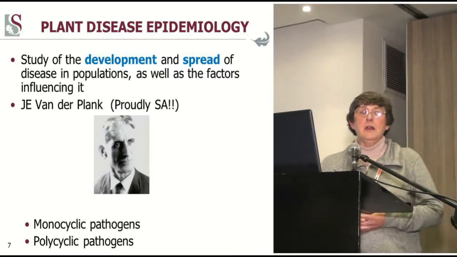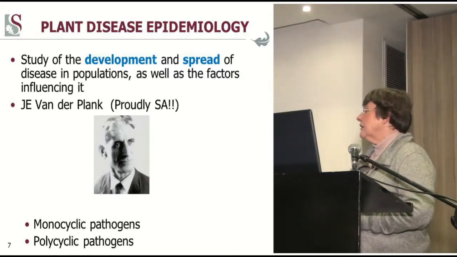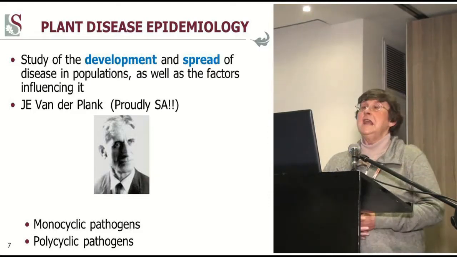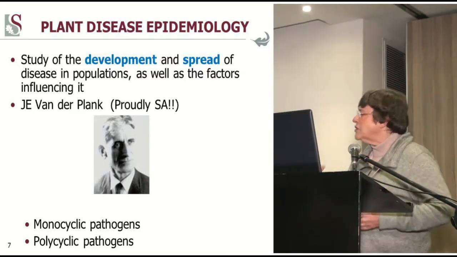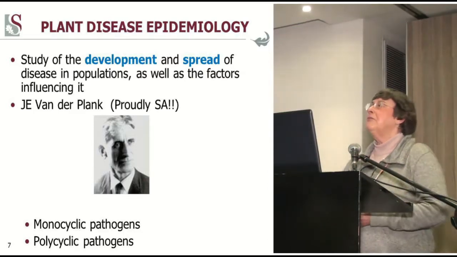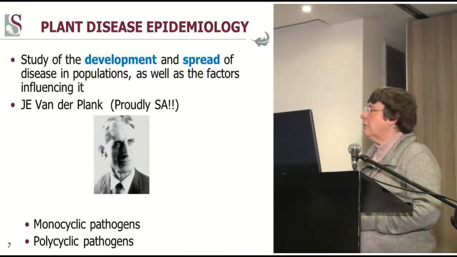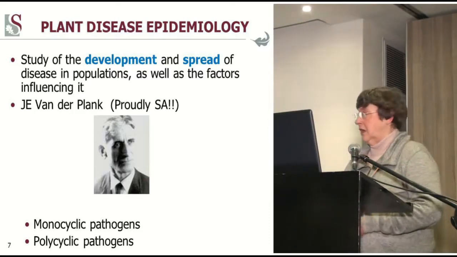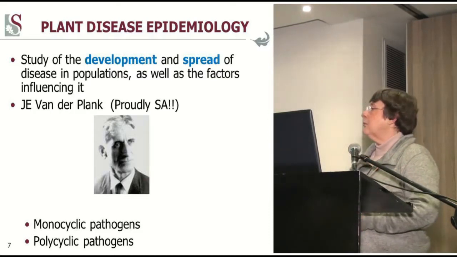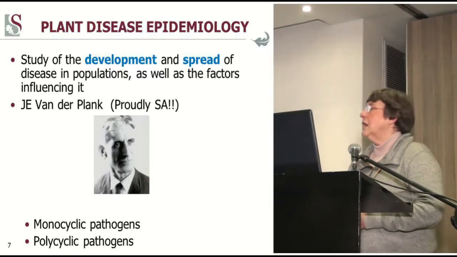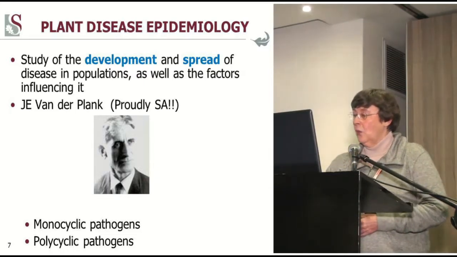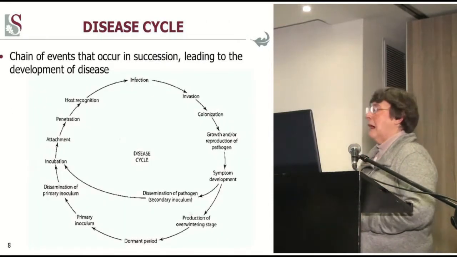Okay, probably the most famous plant epidemiologist was Dr. J.E. van der Plank, who is a South African. He was a potato breeder and passionately involved in the science of potato diseases. How do they spread? How do they develop? And particularly, of course, how can we manage those particular potato diseases? He came up with two phrases. He said that you can classify plant pathogens into either monocyclic pathogens or polycyclic pathogens. And what I will do is tell you a little bit about that.